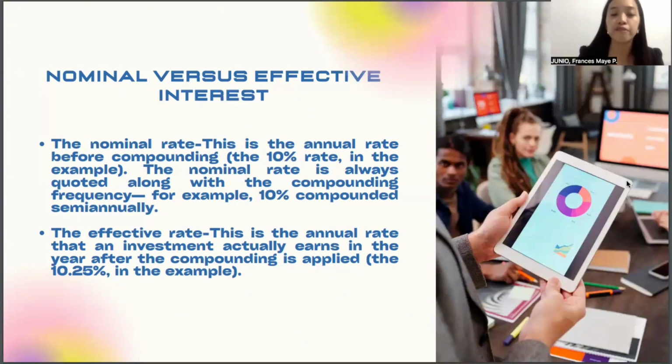A loan or investment with monthly compounding will result in a higher effective rate than the annual compounding. That's why when comparing interest rates or loans, saving accounts, or investment, it is always better to look at the effective interest rates as it provides a more accurate representation of the true cost or return of money over time.